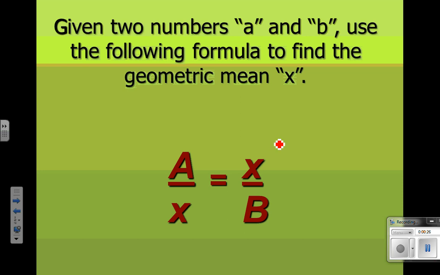solving this proportion, you cross multiply. A and b are called the extremes, and this is the mean. So when you multiply x times x, you are going to get x squared. You'll get AB will equal x squared. And that is the geometric mean.